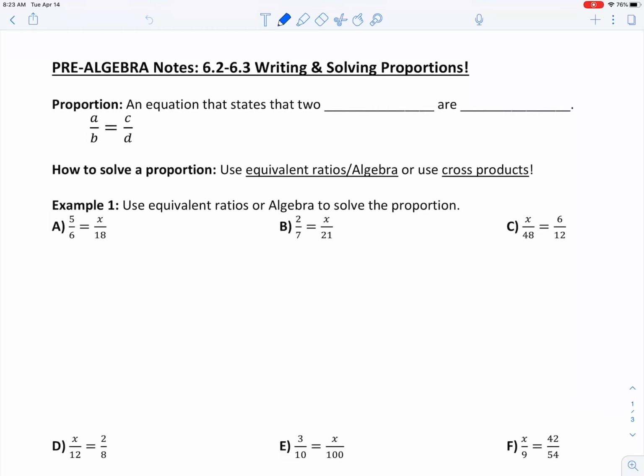Hello class, today we are doing lesson 6.2 and 6.3, which are on writing and solving proportions. So what is a proportion? Really, it's an equation that states that two ratios are equal.